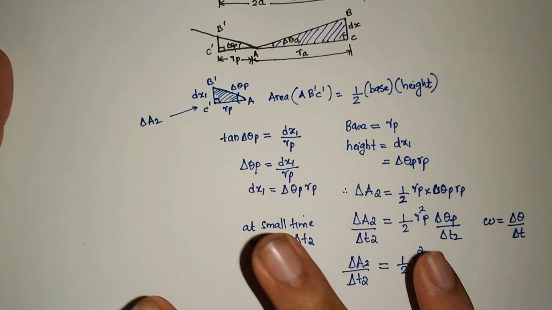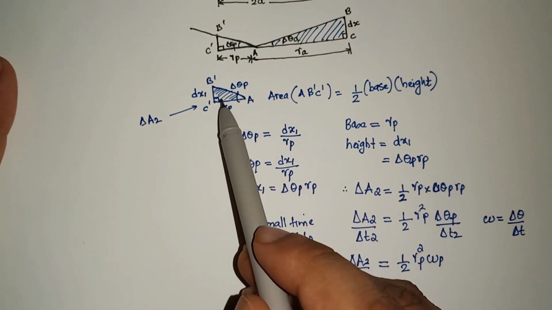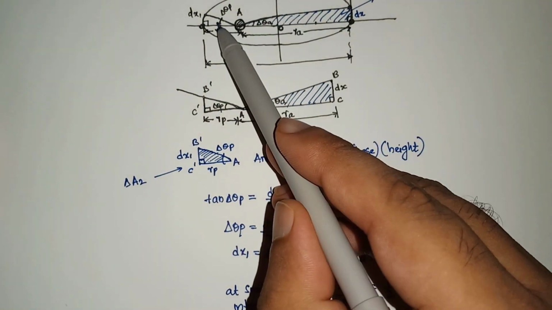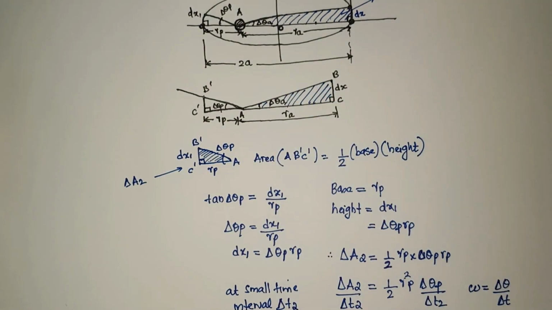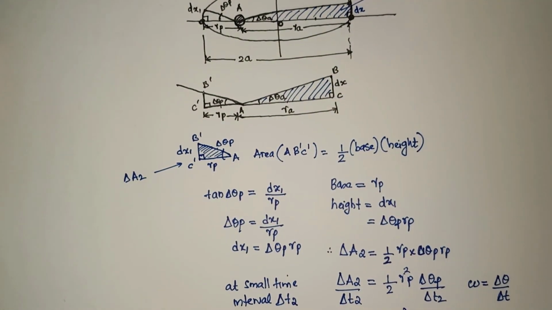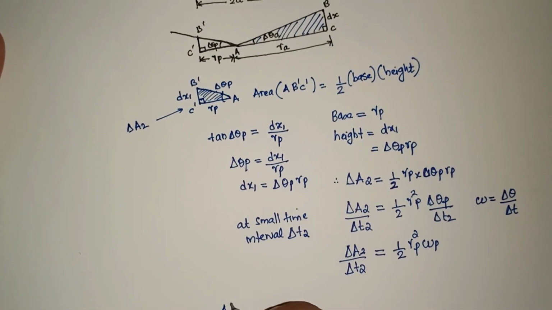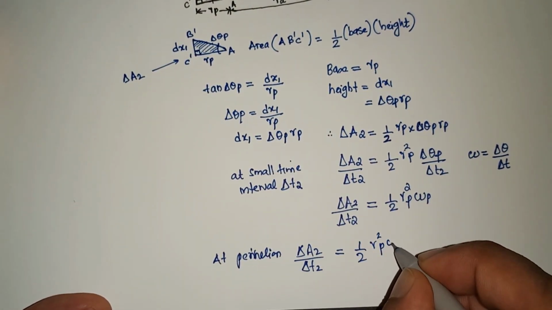Hope this is clear for perihelion. This is for perihelion, the smaller triangle, which you can see from the figure. So we have considered the area for this particular triangle. Now my interest will be, so this will be happening at perihelion. So at perihelion we have delta a2 divided by delta t2, which is equal to half into r square p into omega p.